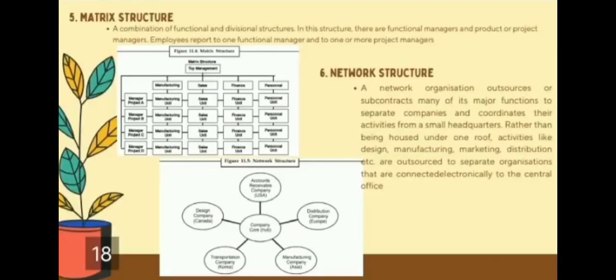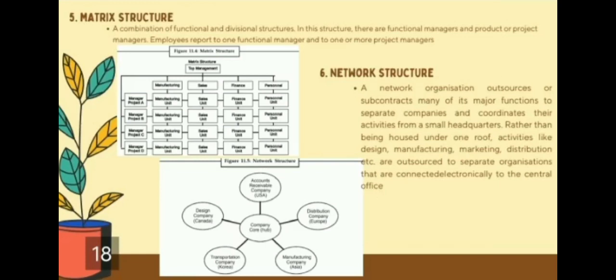Matrix structure, a combination of functional and divisional structures. In this structure, there are functional managers and product or project managers. Employees report to one functional manager and to one or more project managers.